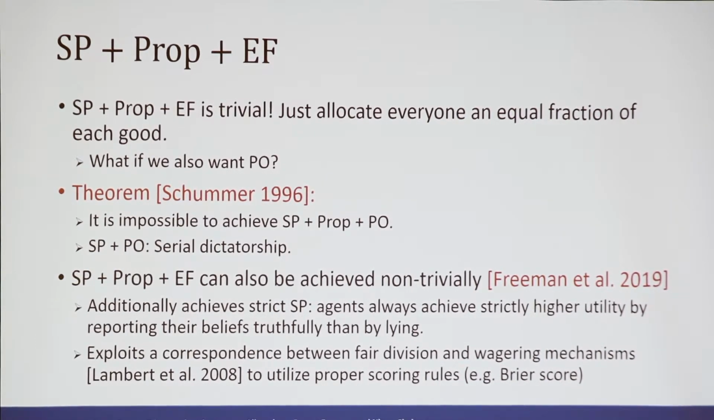And the way that we get that is we exploit a correspondence between these fair division mechanisms and a class of mechanisms called wagering mechanisms that are about eliciting probabilistic information. Right, so I'm not going to go into this in any more detail, but if you're familiar with things like proper scoring rules, like the Brier score, we can utilize these in this fair division framework to get strict strategy proofness.